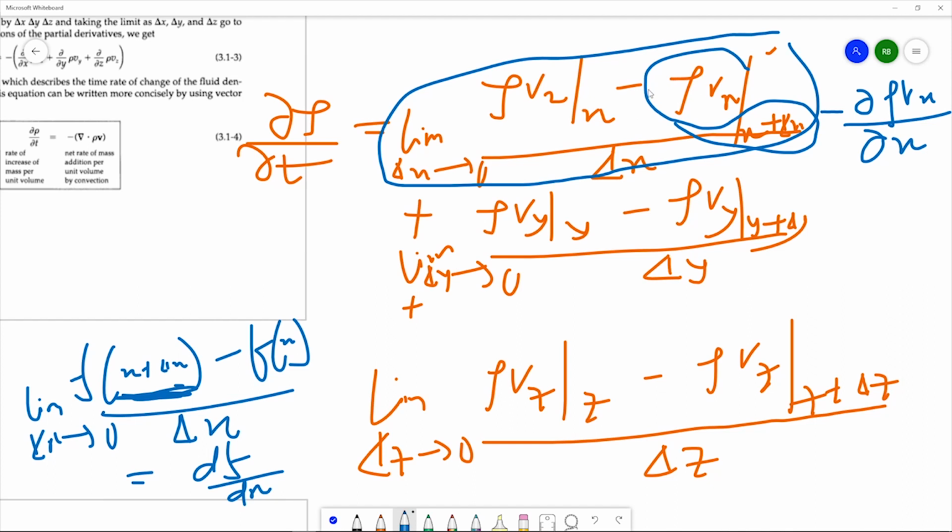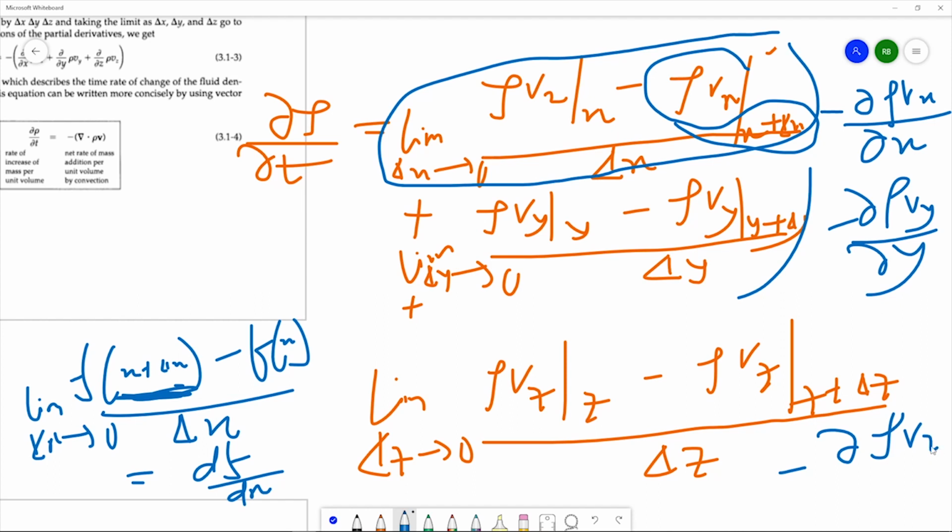You can rearrange it. If you take out the minus, then you will get ρvx at x plus delta x minus ρvx at x, right? So that's why here it is minus. Similarly, this will give you minus ∂(ρvy)/∂y. Similarly here, minus ∂(ρvz)/∂z, right?